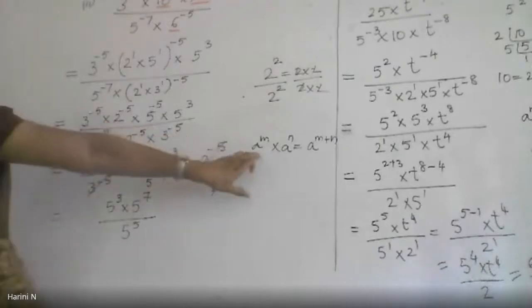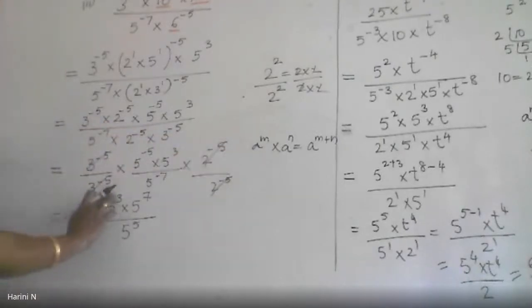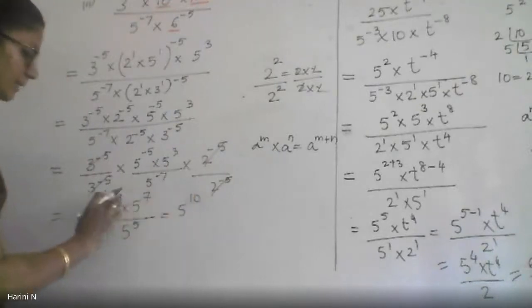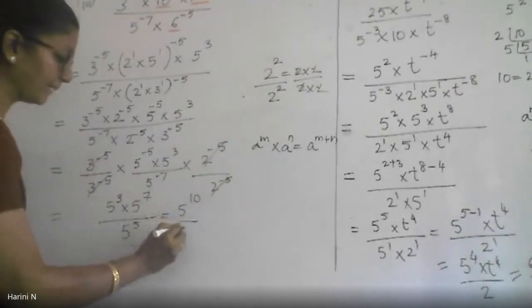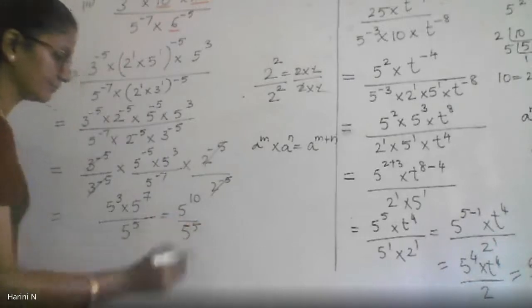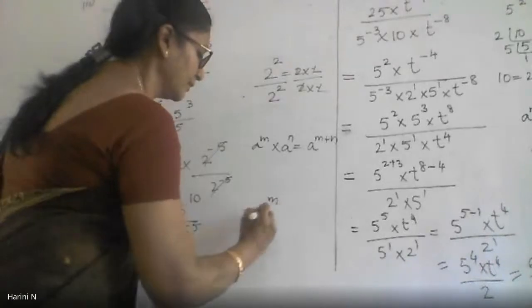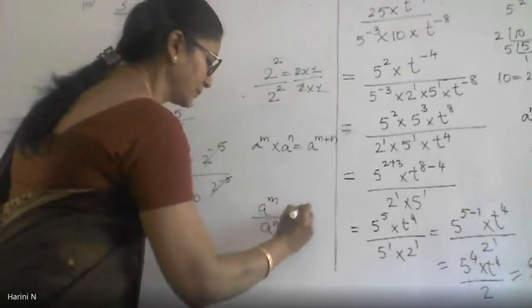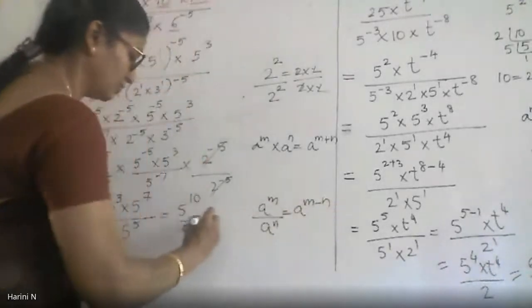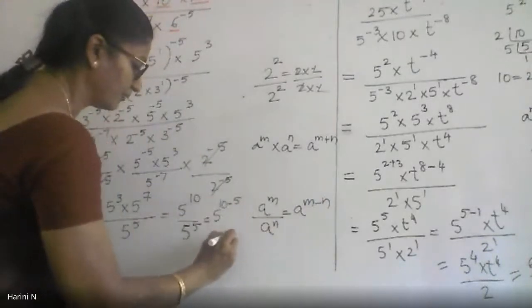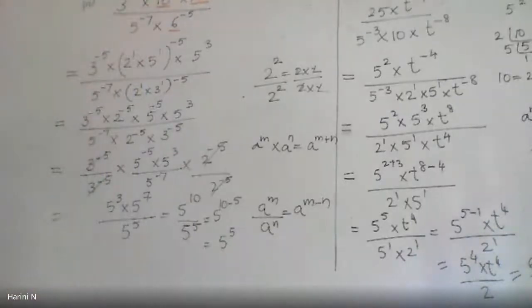Now you can use this law. 5 to the power 3 into 5 to the power 7 will be 5 to the power 10, 3 plus 7 is 10, divided by 5 to the power 5. Again you have this formula, a to the power m divided by a to the power n is a to the power m minus n. So this will be 5 to the power 10 minus 5, which is 5 to the power 5. Okay, what is 5 to the power 5?